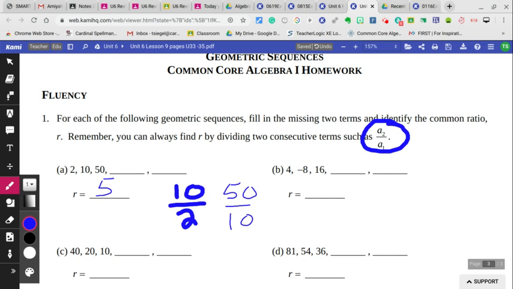So now you have 50 times 5, which is 250. And then 250 times 5, which is 1250.